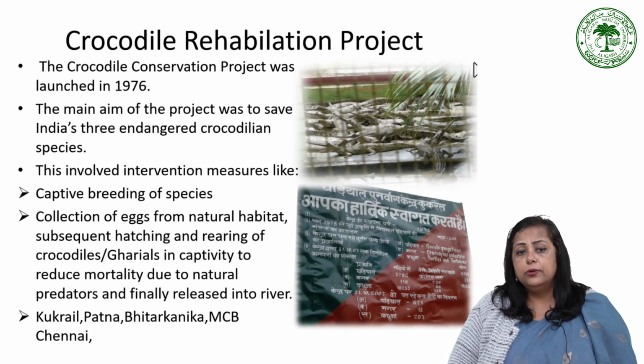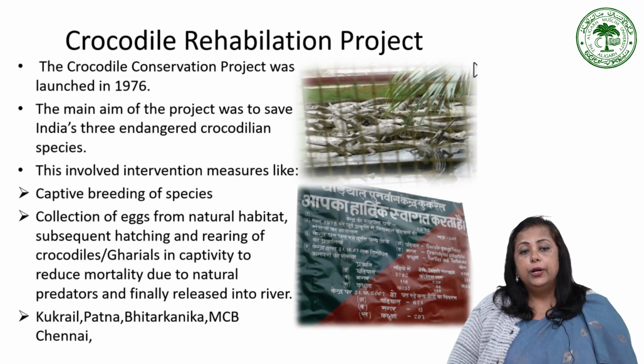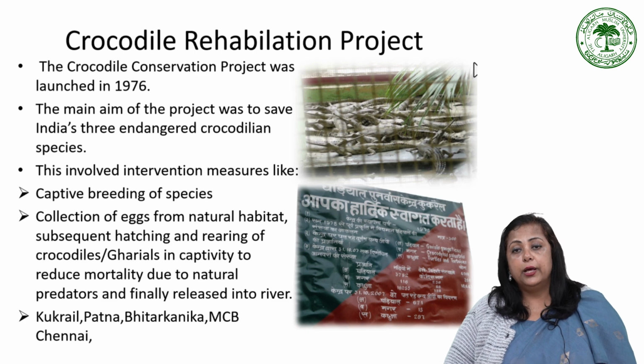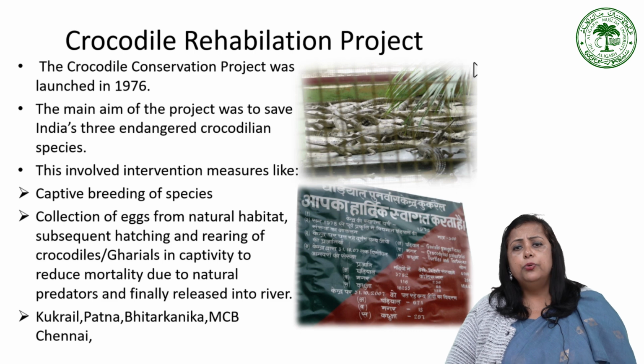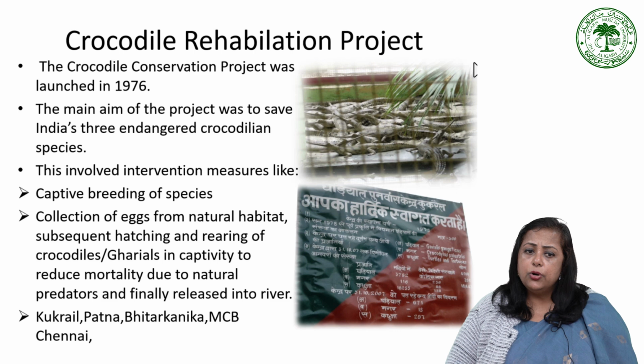This project, the crocodile conservation project, was launched in 1976, and the main aim of the project was to save India's three endangered crocodile species. They were very much threatened because the eggs were removed from their nesting sites, and they were being poached, and demand is very high in the international market because of their skin. You can see crocodile leather purses, crocodile leather jackets and all. So they have very high demand. Because of that, they were being poached at different places, so the population declined.